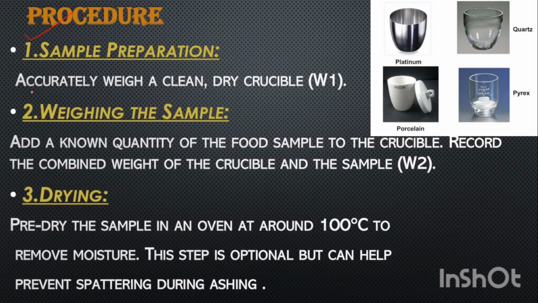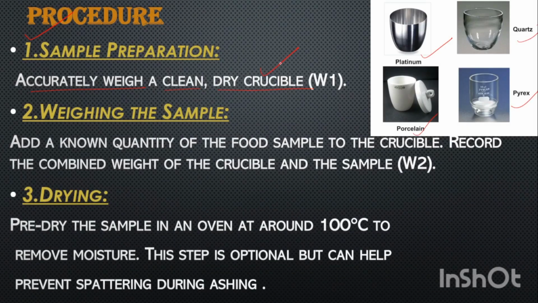Sample preparation. Accurately weigh a clean dry crucible. There are different types of crucibles used, that is quartz, pyrex, porcelain, steel and platinum. Selection depends on the sample being analyzed and the furnace temperatures used. Most widely used is the porcelain, relatively inexpensive, resistant to high temperatures, that is less than 1200 degrees centigrade, and easy to clean.